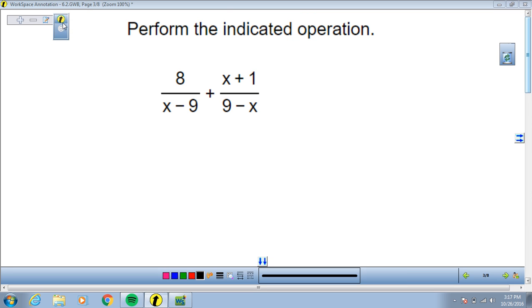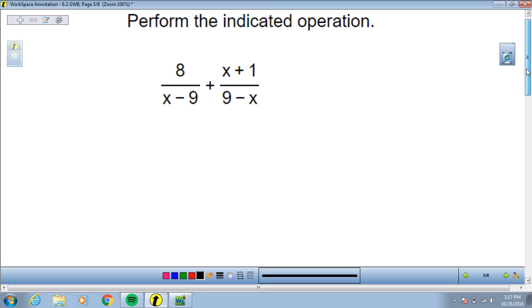The next problem we're going to do, now we're going to start adding those expressions with different denominators. Okay? So we got 8 over x minus 9 plus x plus 1 over 9 minus x. Perform the indicated operation, which is addition.